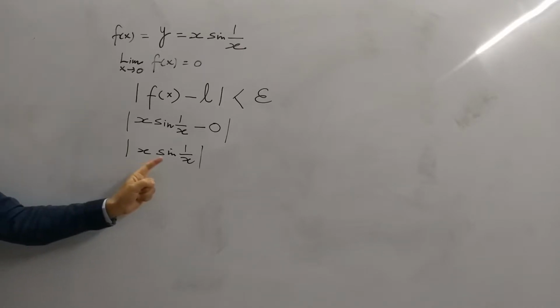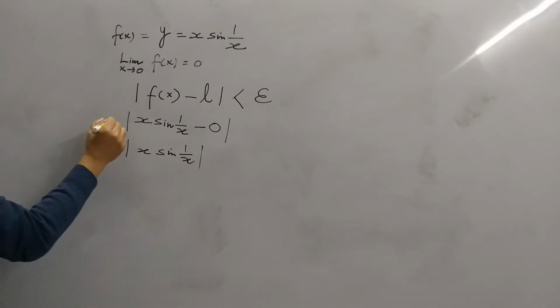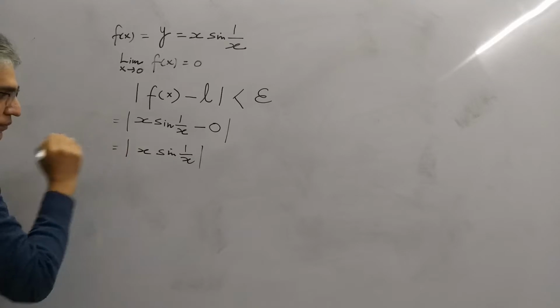Now, you remember what I told you some time back? That you should always try to bring x within the modulus sign, because then you will find your delta. And your x here is going towards 0, so we should get something like x minus 0, which is already there. So, this is x sine 1 by x.